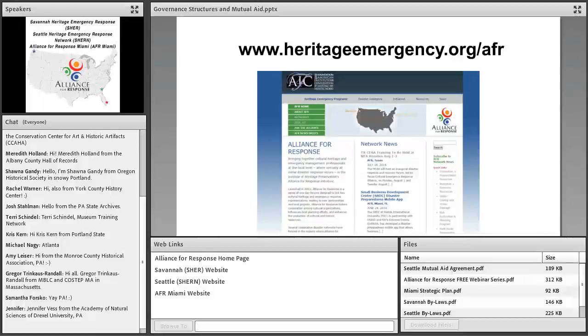So today we're fortunate to be joined by representatives from 3 different Alliance for Response networks. Laura Seifert is representing the Savannah Heritage Emergency Response Group, aka SHERG. SHERG began with an Alliance for Response kickoff forum in 2009 and has done excellent work not only organizing efforts in Savannah, but also with connecting with the AFR network in Atlanta, known as Heritage Emergency Response Alliance, or HERA.